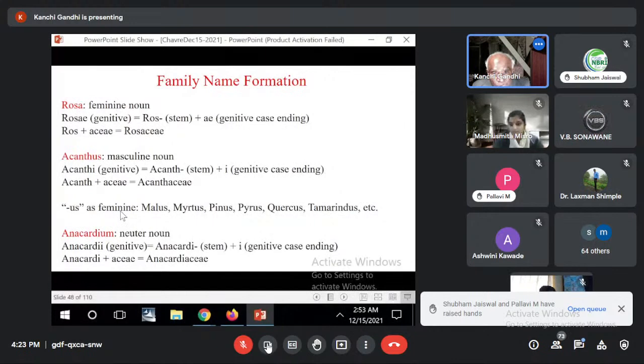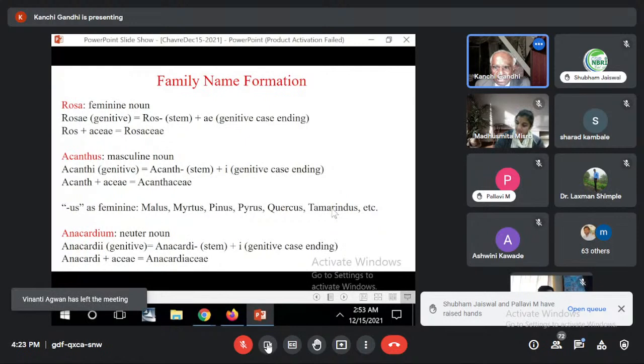Some people ask me, why is Pinus not masculine? Because it's a classical tree name. Why Quercus? Why Pyrus? And why Tamarindus? Tamarindus may not be a classical tree name, but still Linnaeus assigned feminine gender. Indus.